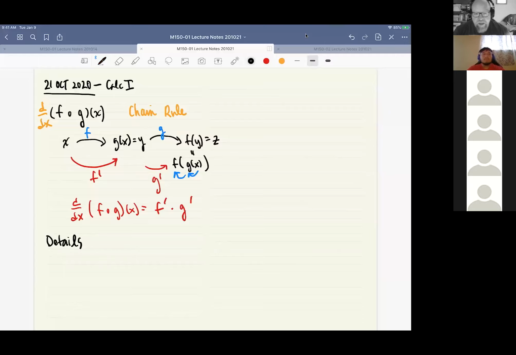And what we're going to do today is we're going to spend some time practicing the chain rule. And then I'm going to talk about the derivatives of some other elementary functions. And then we'll do more practice with the chain rule and the other rules.